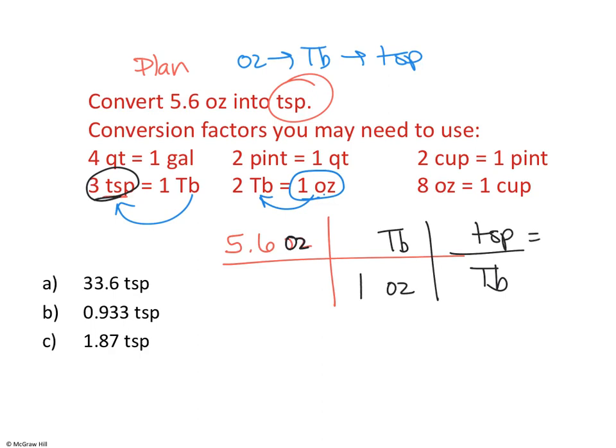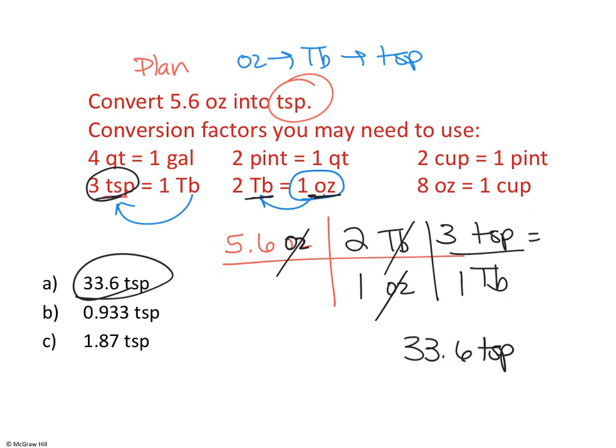So here 1 goes with ounce, 2 goes with tablespoon, 1 goes here, 3 goes there, and then you use your calculator, 5.6 times 2 times 3. And did you get 33.6 teaspoons? You see how these cancel out, and you're left with TSP.